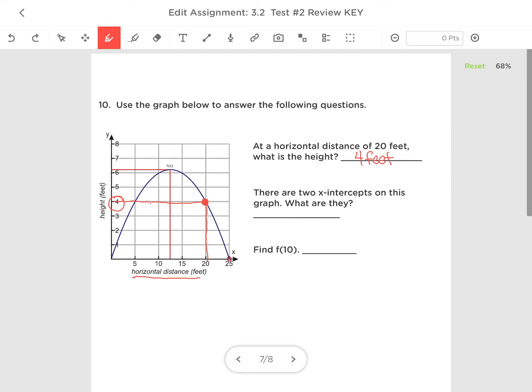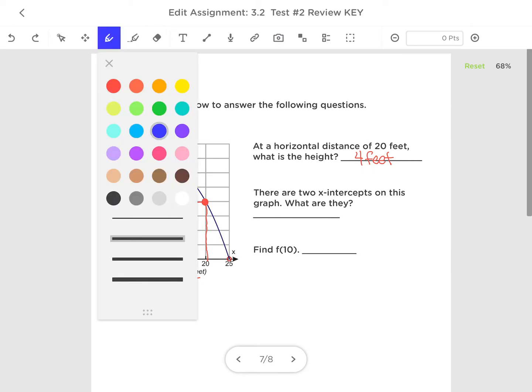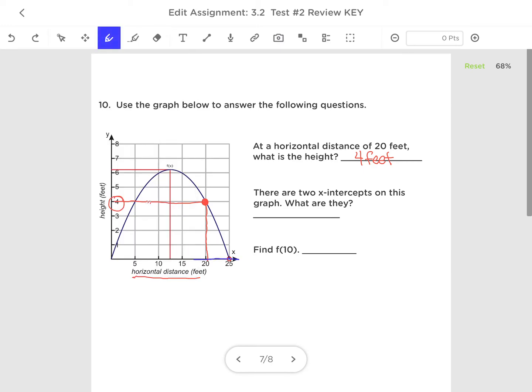Okay, next one. There are two x-intercepts on this graph. What are they? Well, where are they crossing the x-axis? Well, here is my x-axis down here. It's crossing here. That point is (0, 0). And it's crossing it here. It lands here. That is (25, 0).